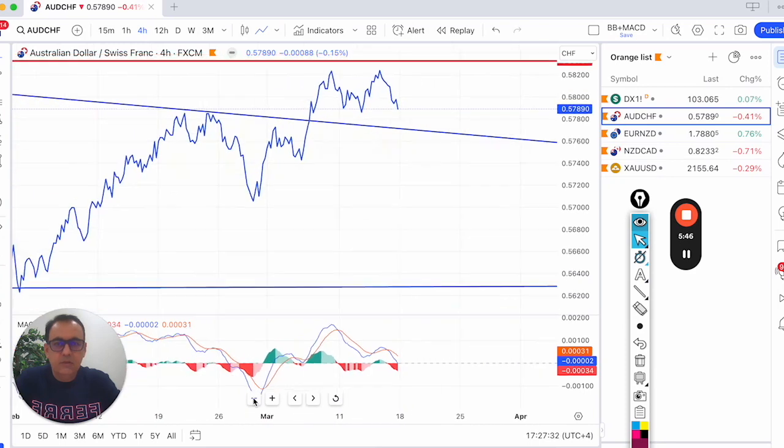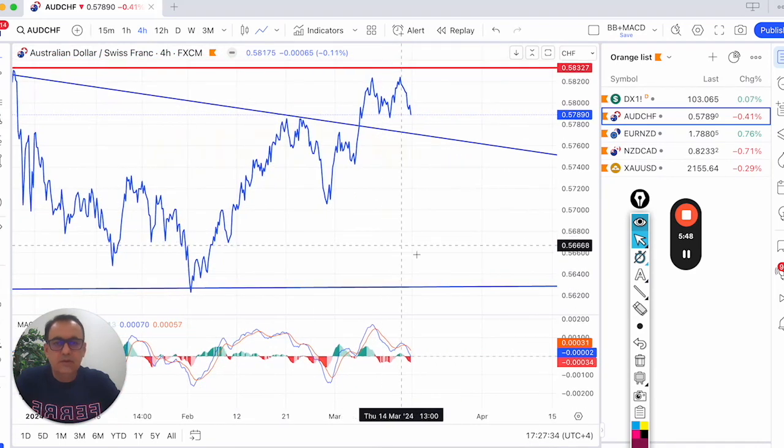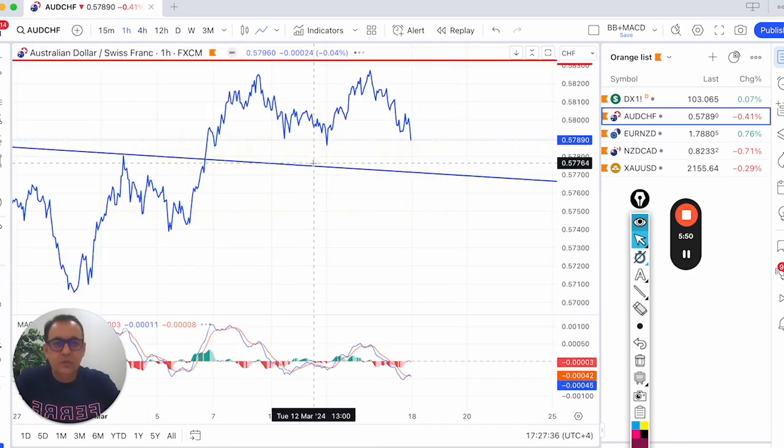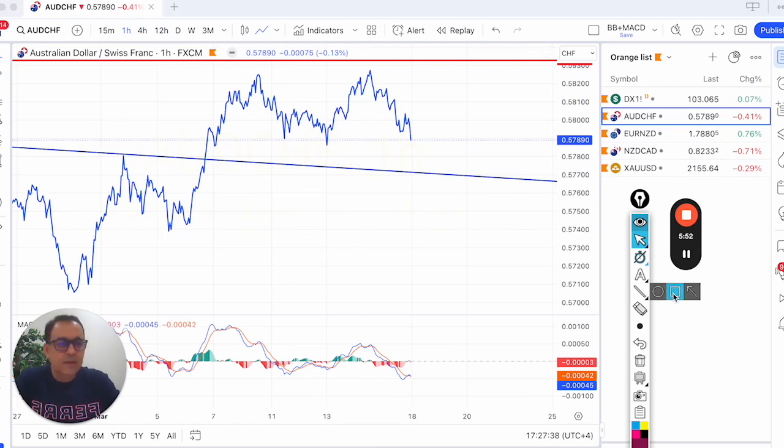Now let's move to 1 hourly chart. Moving to 1 hourly chart, I can see the sequence of high, lower high, lower high, and lower high, along with lows, lower lows, and lower lows. And right now we do not have any signs against these sellers. So AUDCHF in the short term remains bearish.